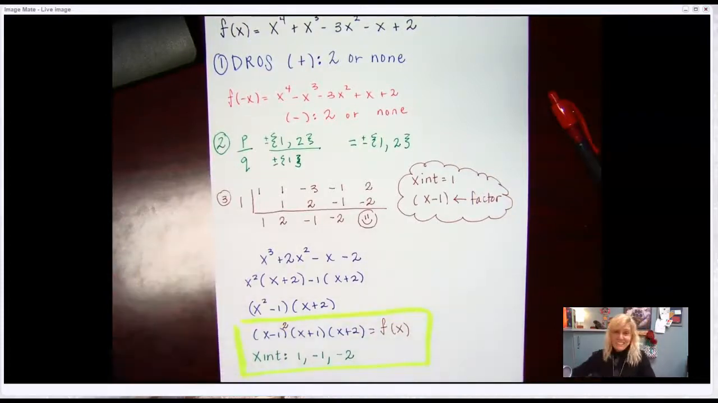Remember, factoring is key on this. If you can identify when you can factor, it's going to save you a ton of time on this.